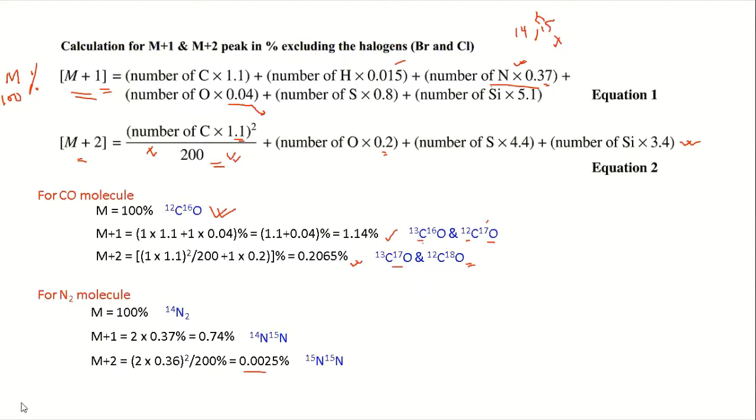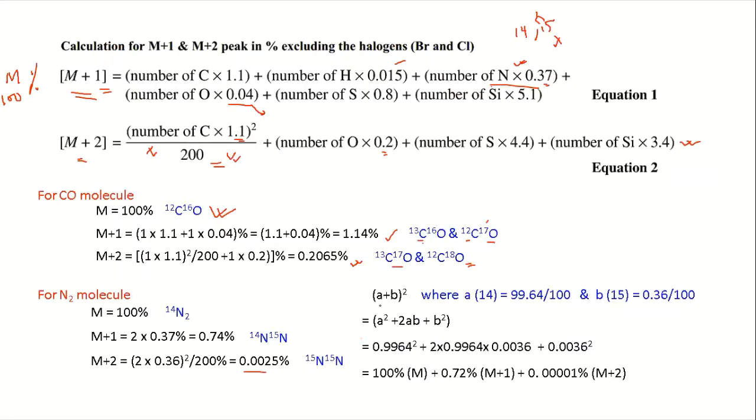Now, I'm telling the same thing if you do the calculation with the previous method, A plus B to the power n. For 14, the abundance is 99.64%, and for the 15 isotope, it is 0.36%. If I put the values in, ultimately M is 100%, M plus 1 I get 0.72%, and M plus 2 is very small, 0.00001%. So that means you can just neglect it.